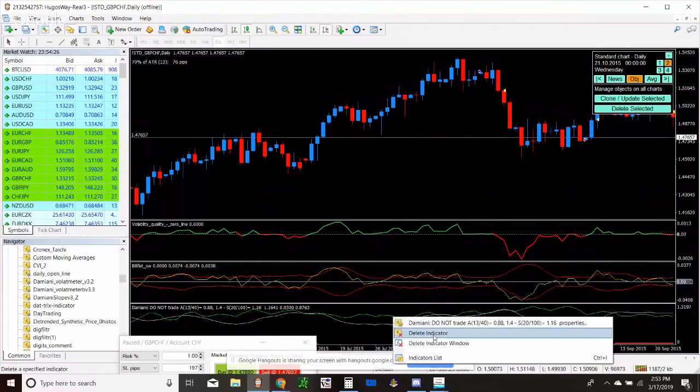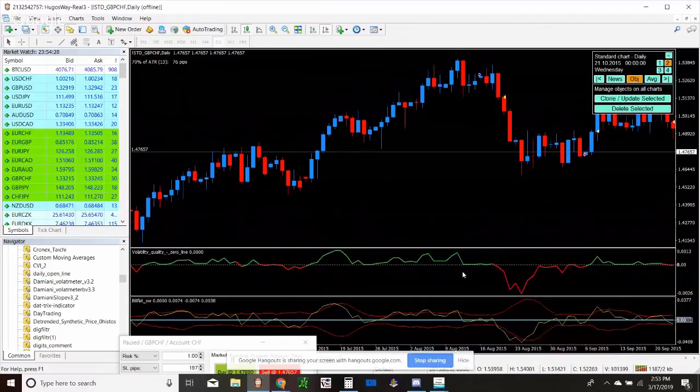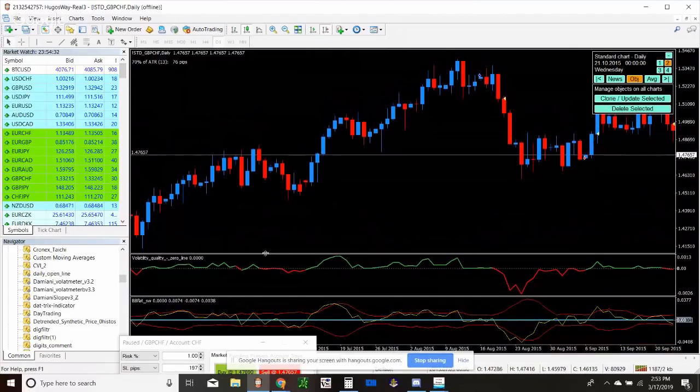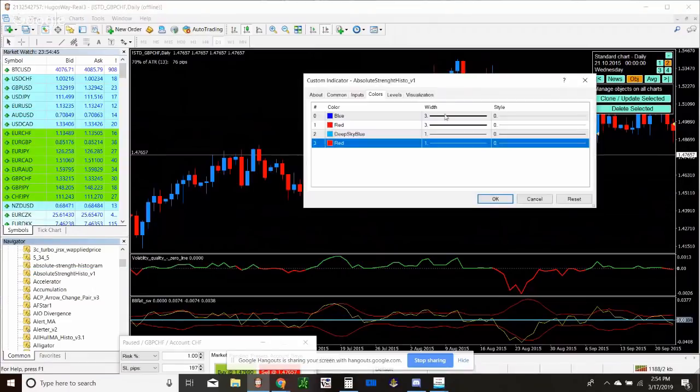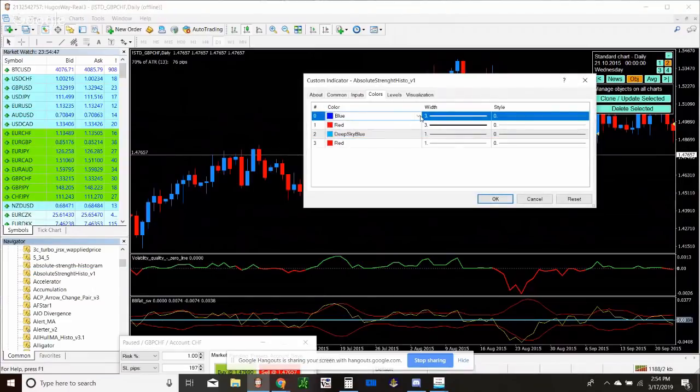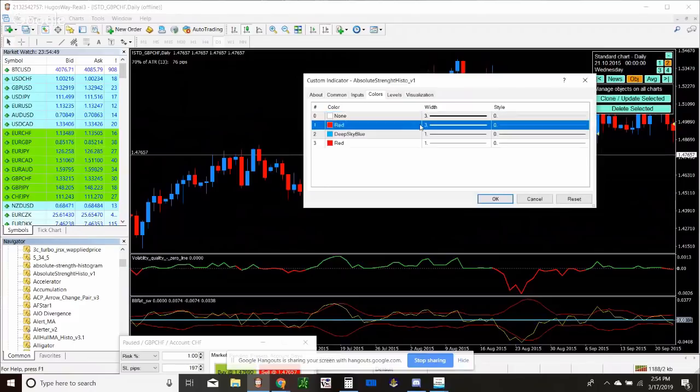And get rid of it. Okay, so now what we're going to do is we will bring in our confirmation indicators and kind of see what they say. So Ash was on default. I hate these histogram indicators, so we'll remove them.